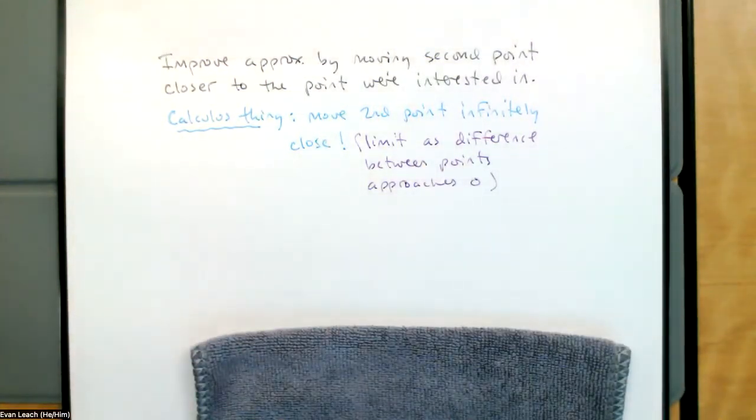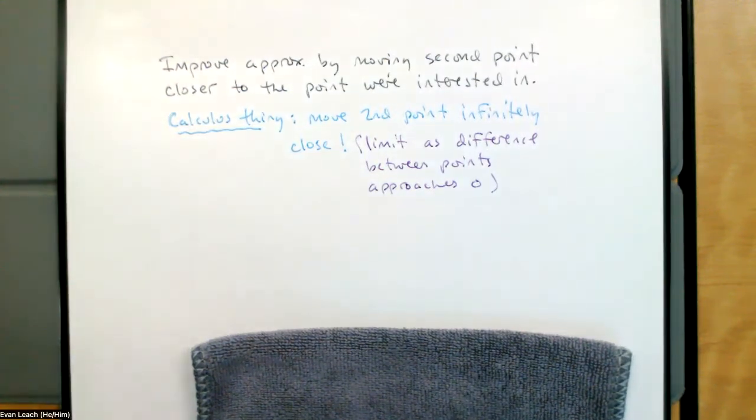We're going to take the limit as the difference between the 2 points approaches 0. We're going to see what happens as we continue to make the points closer together. That's another way to think about it. What happens as the points get closer?